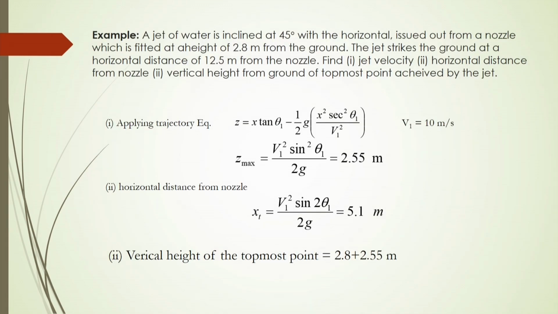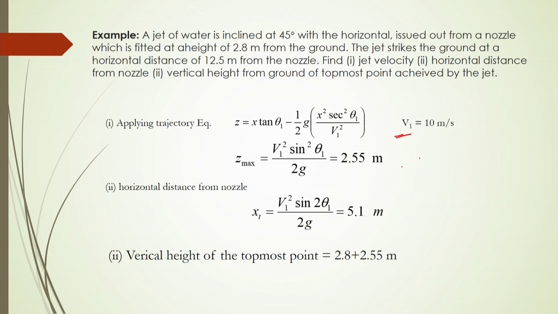So, based on these principles, let us do an example: a jet of water is inclined at 45 degrees with the horizontal and issued out from a nozzle, which is fitted at a height of 2.8 meter from the ground. The jet strikes the ground at a horizontal distance of 12.5 meter from the nozzle. Then what should be the jet velocity, horizontal distance from the nozzle, and vertical height from the ground of the topmost point achieved by the jet? You can calculate based on this equation here.